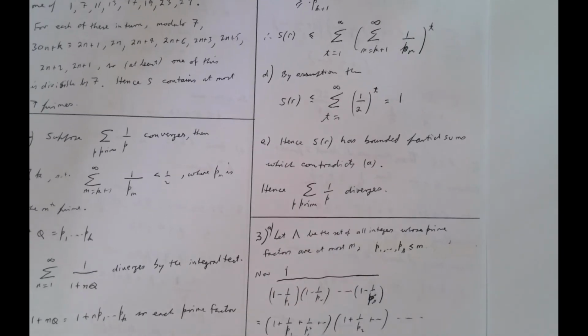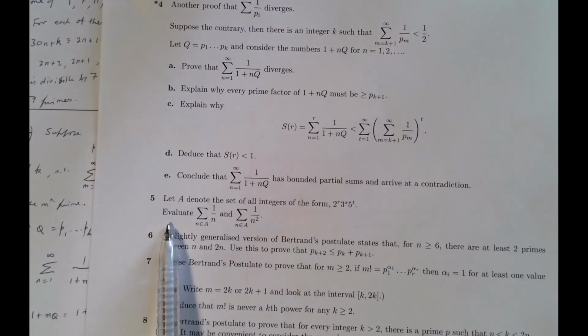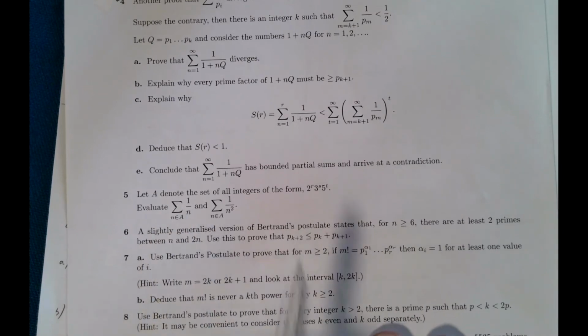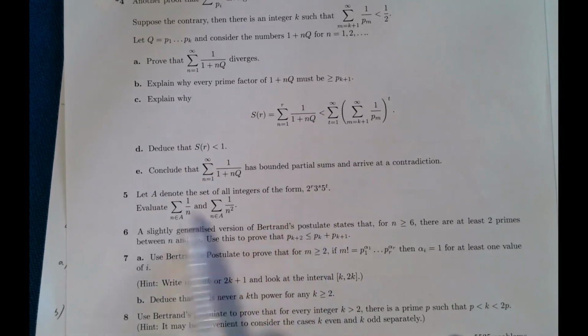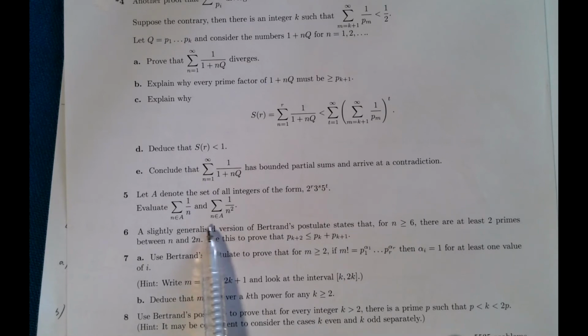The second question in this section was just a little bit of fun, really, to evaluate these two sums. We let A denote all the integers of the form 2 to the r, 3 to the s, 5 to the t, so all integers that have 2s, 3s or 5s as the only prime factors. Now of course the r, s or t could be 0 as well. And we want to know what the sum of 1 over n is for numbers of this form, and the sum of the squares for n in this set.